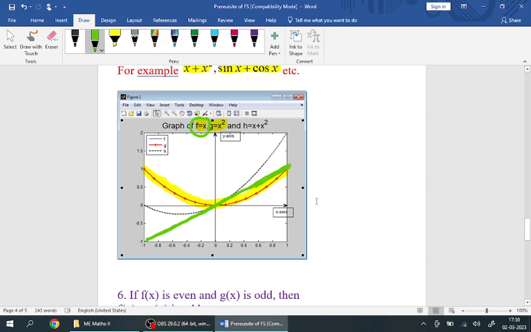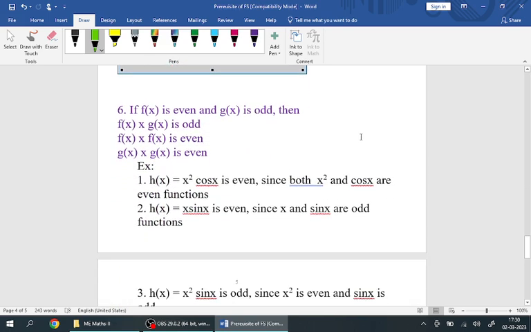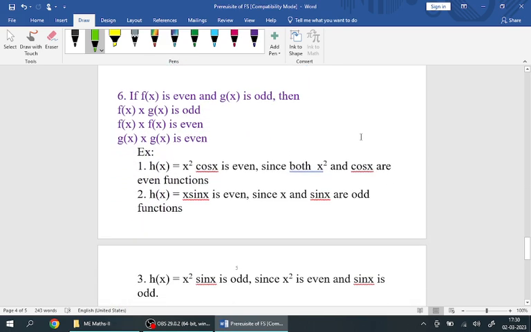Okay, so that is the concept of even and odd functions. And lastly, if you see here, these are the important results again. If f of x is even and g of x is odd, remember this: multiplication of even into odd is odd. But even into even is even. And lastly, odd into odd is even.